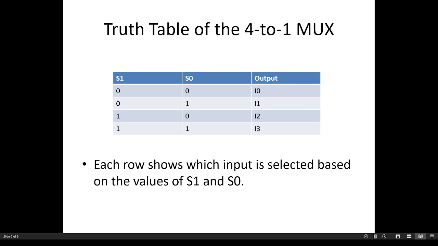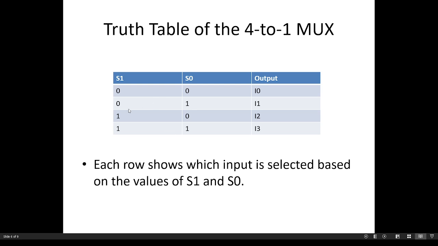This is because only the AND gate connected to I0 and the NOT versions of S1 and S0 is active. Secondly, when S1 is 0 and S0 is 1, the output is going to be I1. This is because the AND gate with I1, NOT S1, and S0 is activated.